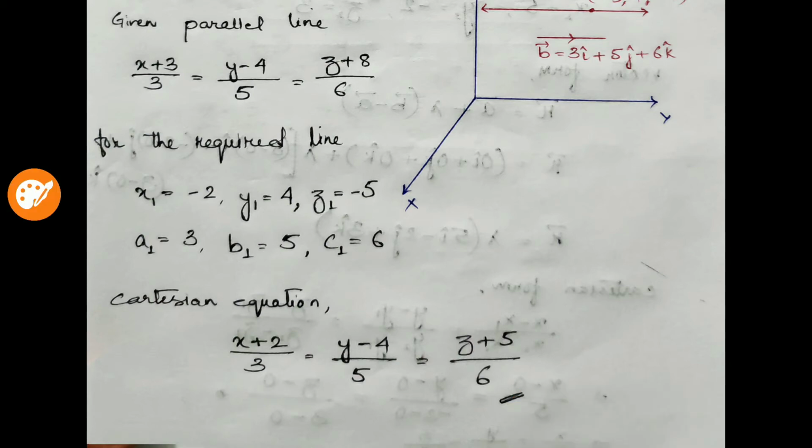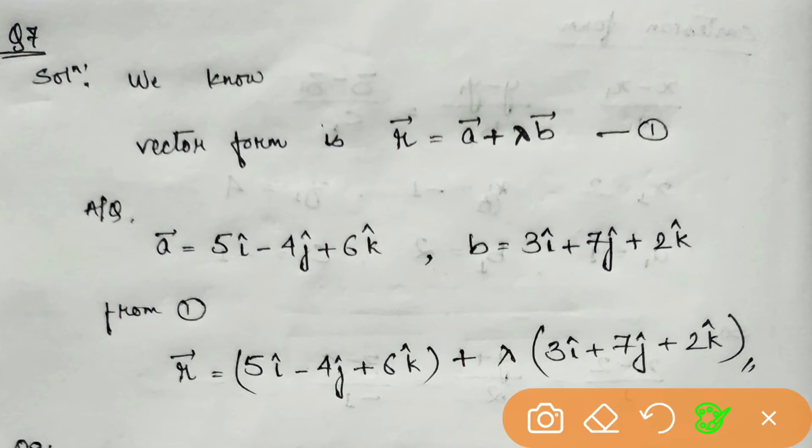So this is a Cartesian equation, and the question is asking for Cartesian equation only. Let's go to question number 7. Now look at question number 7. Read, the Cartesian equation of a line is given as this. Write its vector form. Right, so look at the equation carefully.